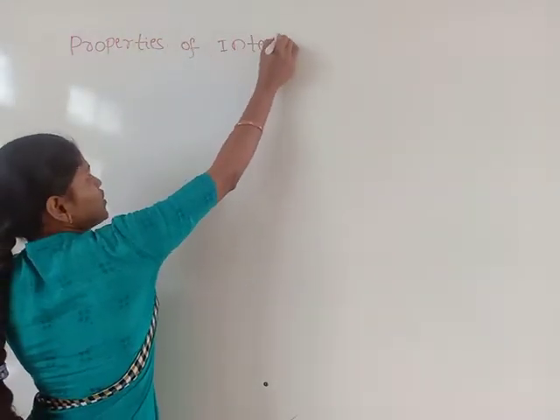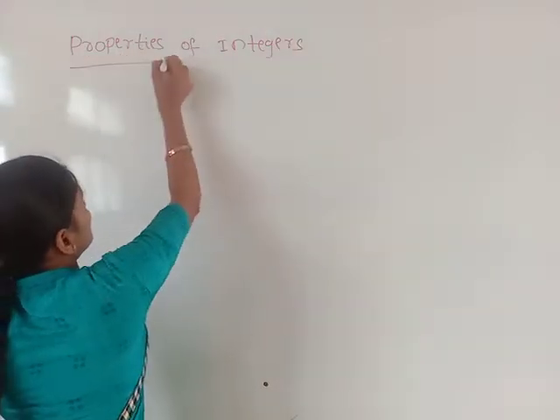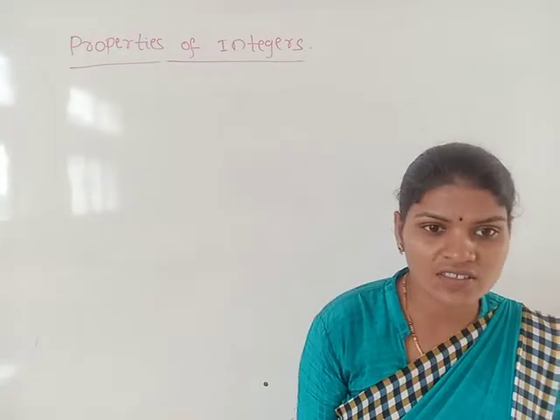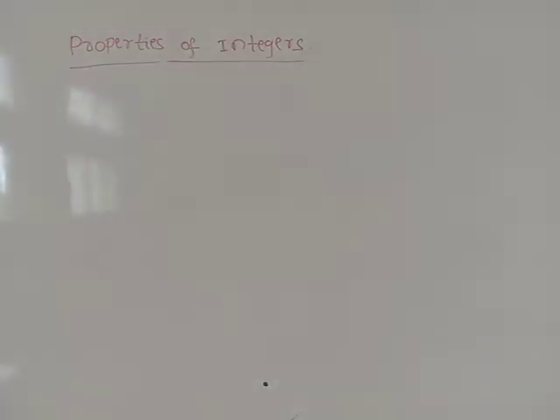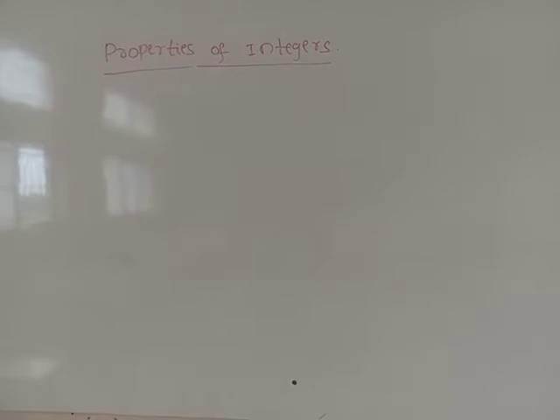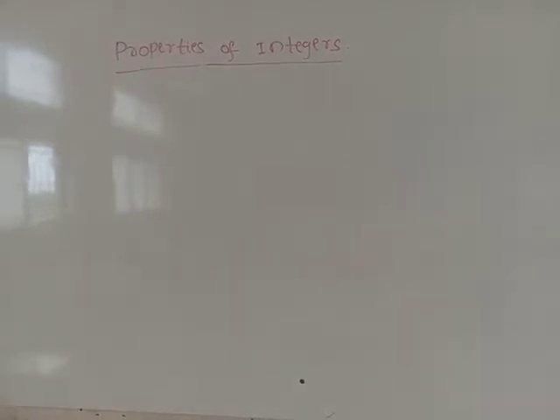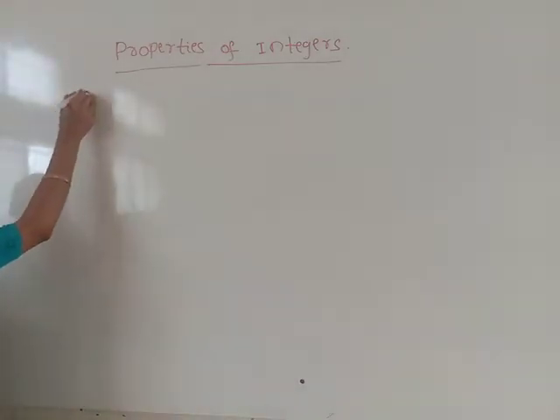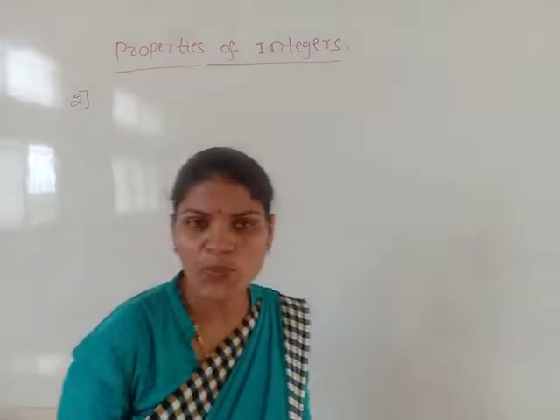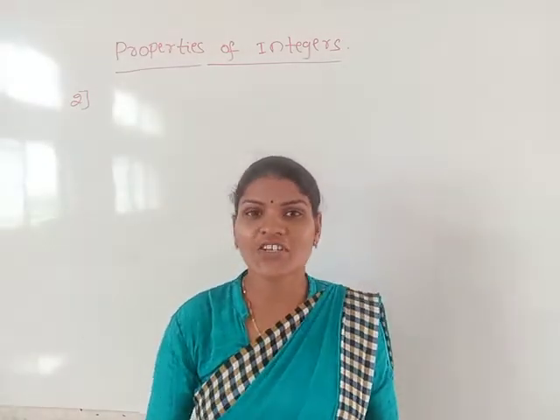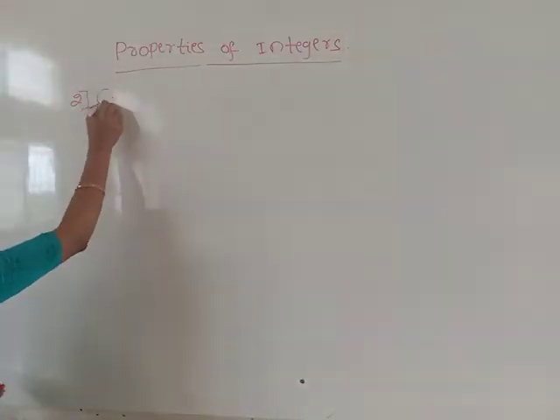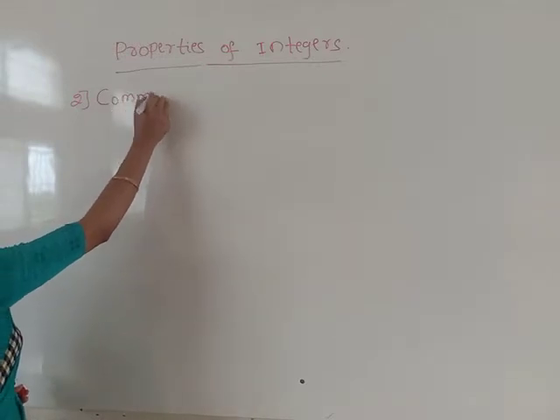Yes, so in that topic we have already discussed the first property, that is closure property. The first property is what? Closure property. Yes, and today our discussion is the second property, it is commutative property.